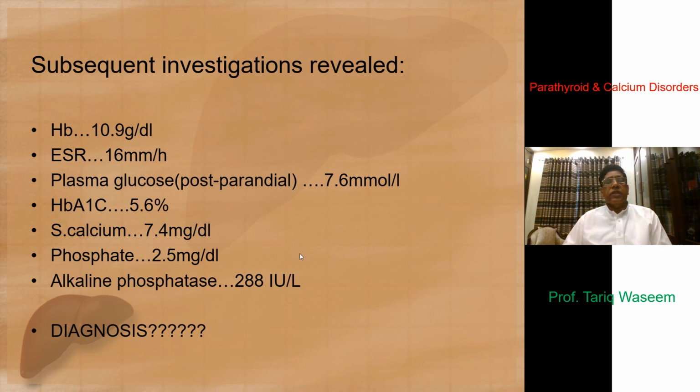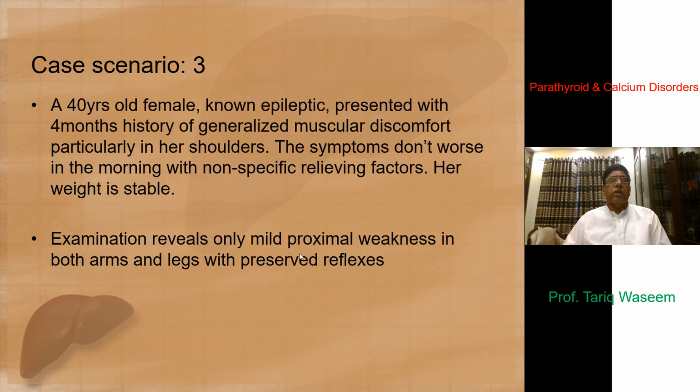The subsequent investigation of this lady revealed a hemoglobin of 10.9, ESR was normal, her blood glucose and A1C were normal, but her calcium was markedly low, 7.4 milligram per deciliter. Her phosphate was okay, but alkaline phosphatase was borderline raised. So what's the possible diagnosis in this lady who is complaining of proximal muscle weakness along with some non-specific muscular discomfort?